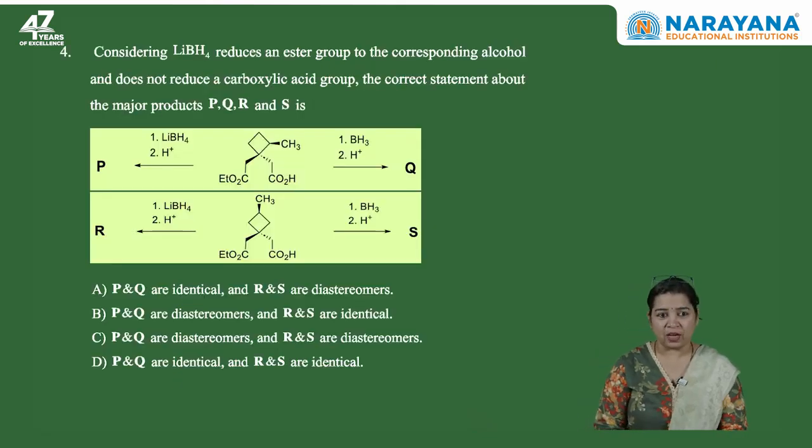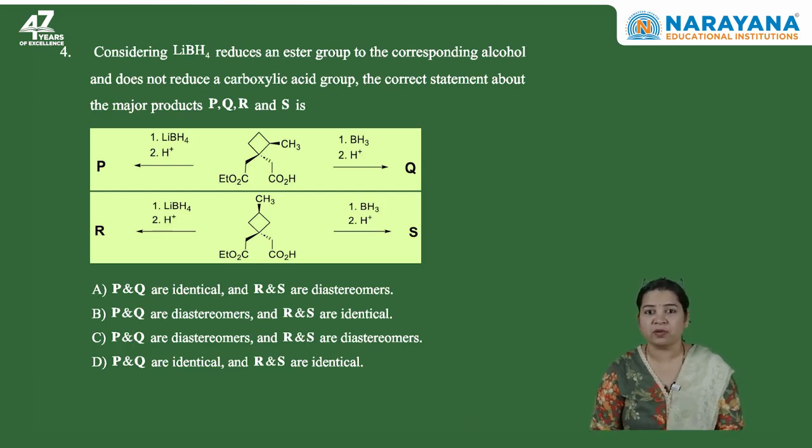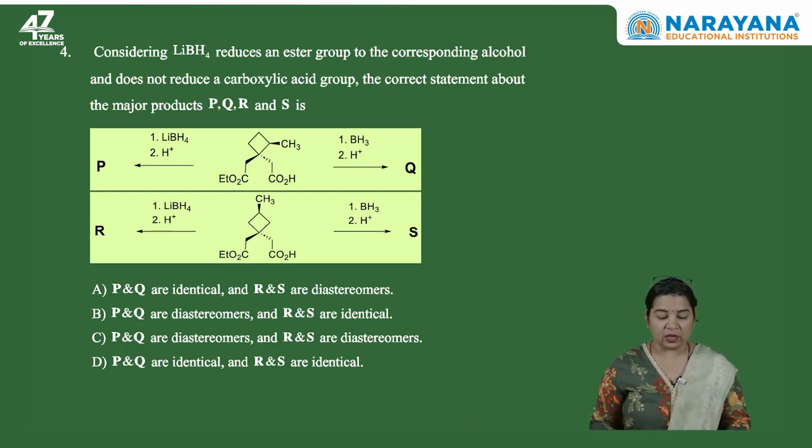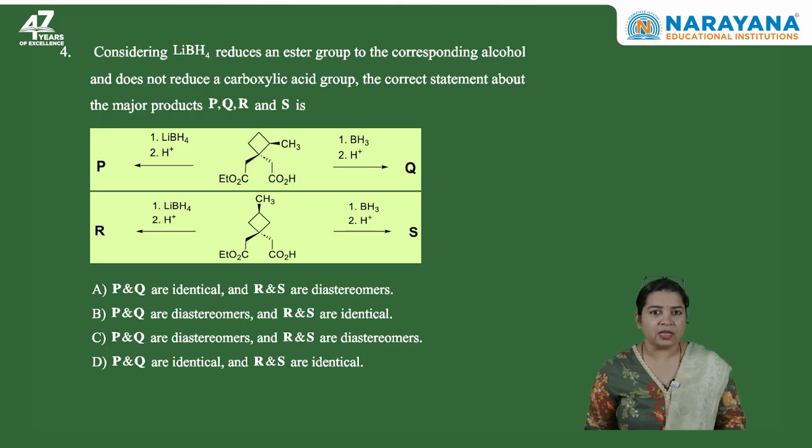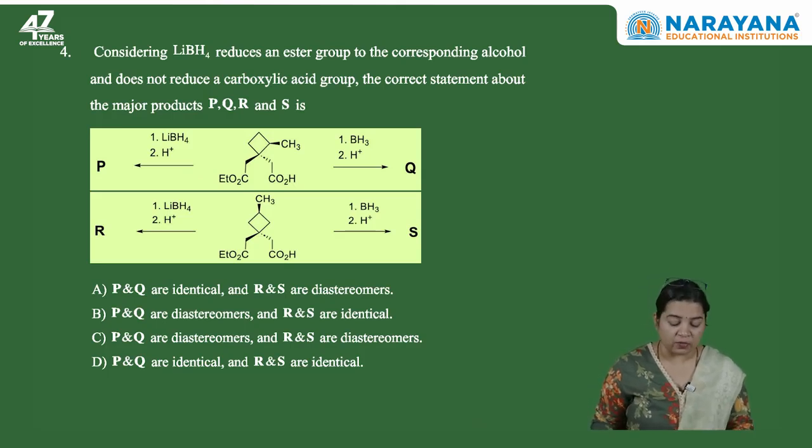So, hello, now let's start the organic portion of 2026 JEE Advanced Paper 1. As you all know, organic this time was a little more than other contents of organic chemistry and is also a little tricky. So, let's have a detailed discussion of all the possible questions. So, the first question of paper 1 of organic is question number 4. What does it say? Considering LiBH4 reduces an ester group.